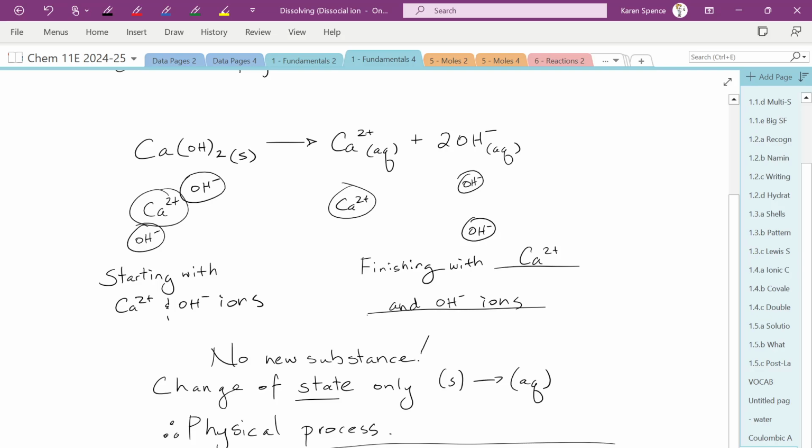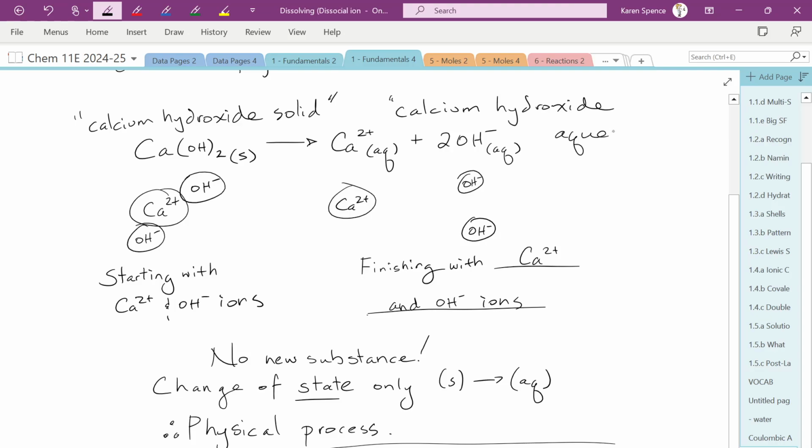And the fact that we would name the two substances the same name, we would say that this over here is calcium hydroxide solid. And over on the right, it is calcium hydroxide aqueous. So it's the same substance before and after. Yeah?